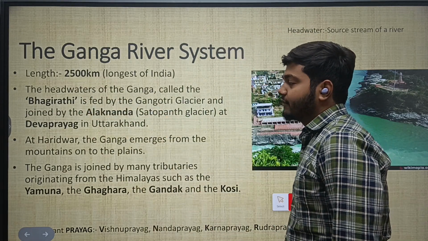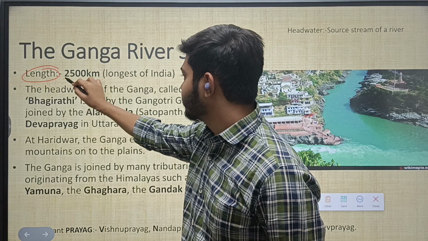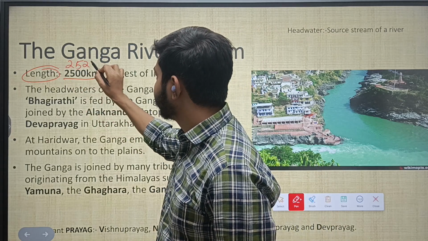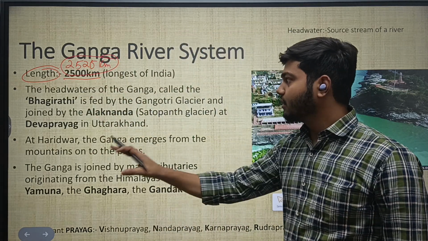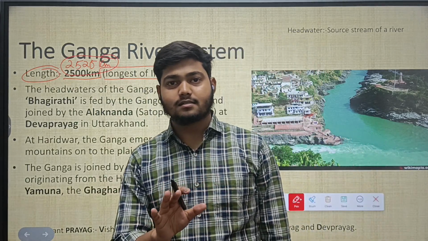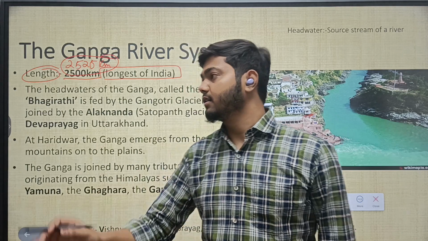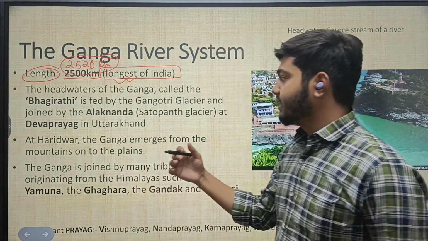Okay, if we talk about the length of the Ganga river, it is nearly 2525 kilometers. Okay, and the Ganga river is the longest river of India. Indus and Brahmaputra are not the longest river of India, but the Ganga is the longest river of India.